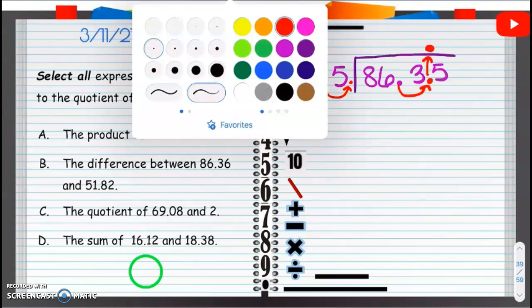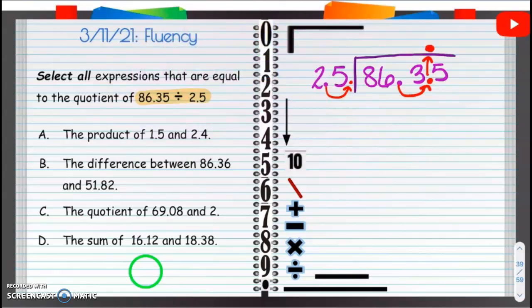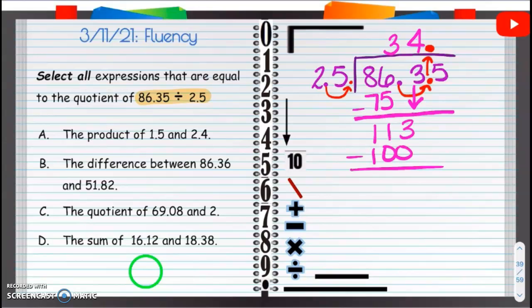Now, 25. How many times can 25 go into 86? Well, I know it can go in 3 times and you get 75. 6 minus 5 is 1. 8 minus 7 is 1. Drop that 3. And now we have 113. I know 25 can go in 4 times, which is just 100. If you think of 4 quarters, that's $1 or 100. 3 minus 0 is 3. 1 minus 0 is 1.